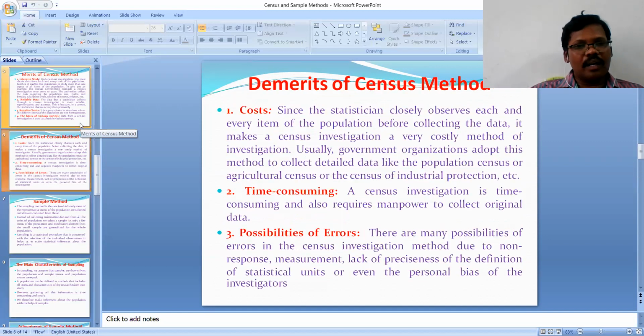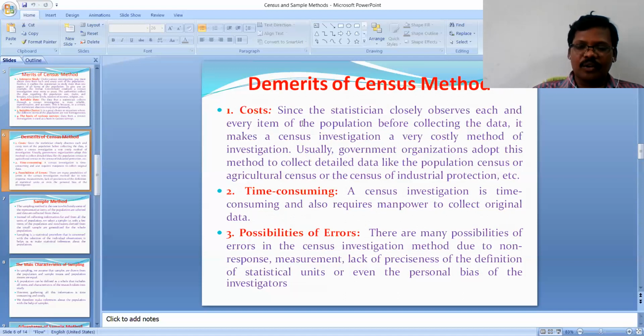Along with the merits, of course, there are some demerits of this method. Already I told you it is more expensive, it is very costly. Since the statistician closely observes each and every item of the population before collecting the data, it makes a census investigation a very costly method. Usually, government organizations adopt this method to collect detailed data like population census, agriculture census, or the census of industrial production only. So even though it is more expensive, it is required.